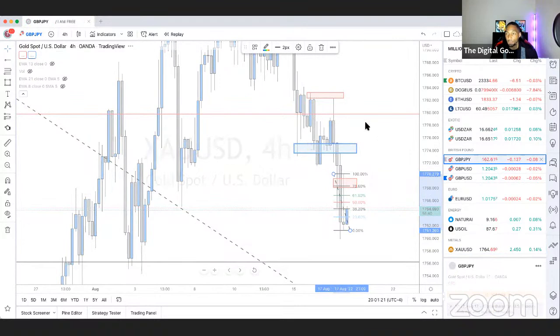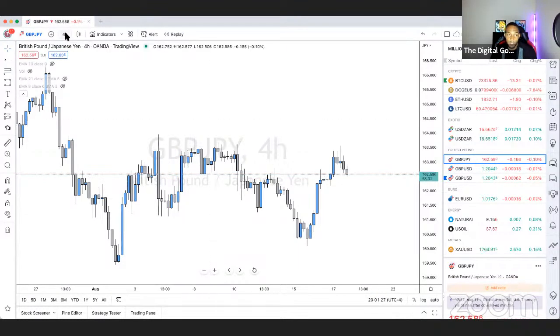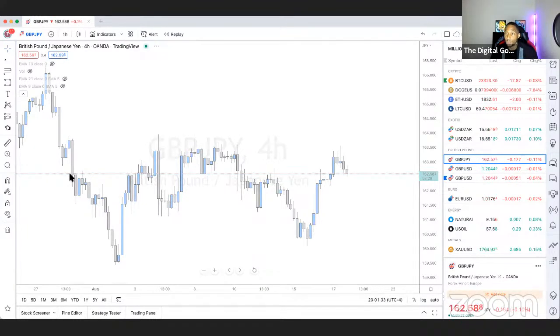Let's look at GBP JPY. It is 8 o'clock right now, guys. So I'm gonna look at GBP JPY for like a second, so you guys can kind of have it again. And then we're pretty much closing the call.